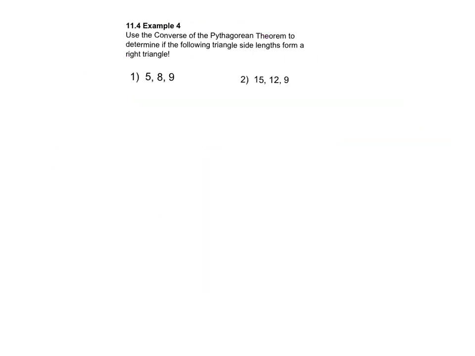All right, so here it says, use the converse of the Pythagorean theorem to determine if the following triangle side lengths form a right triangle. So basically we're saying, use the Pythagorean theorem to prove whether or not these will make a right triangle. So first thing I look at in number 1 is I need to identify my hypotenuse. My hypotenuse is always my longest side length. So that means that 9 must be my C value or my hypotenuse. Then I can say, okay, 5 is A and B is 8. So I have A squared, which is 5 squared, plus B squared, which is 8 squared, is equal to C squared, or my longest side length squared, which is 9 squared.